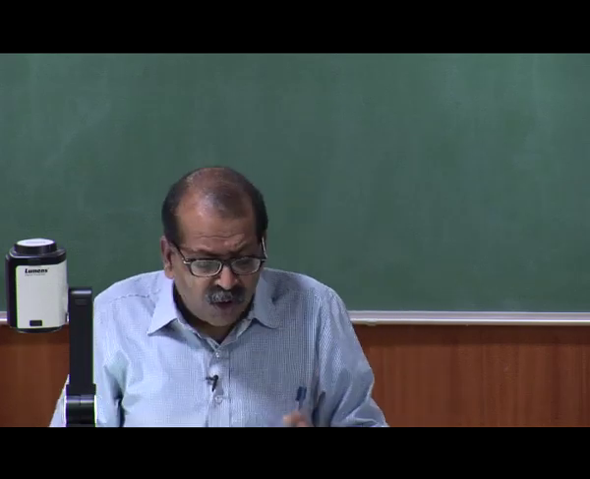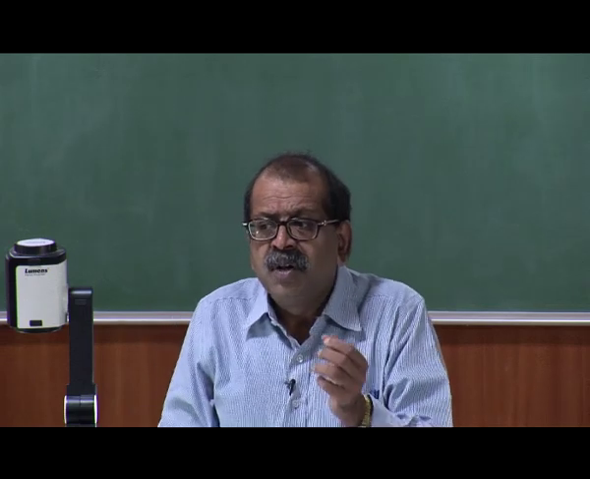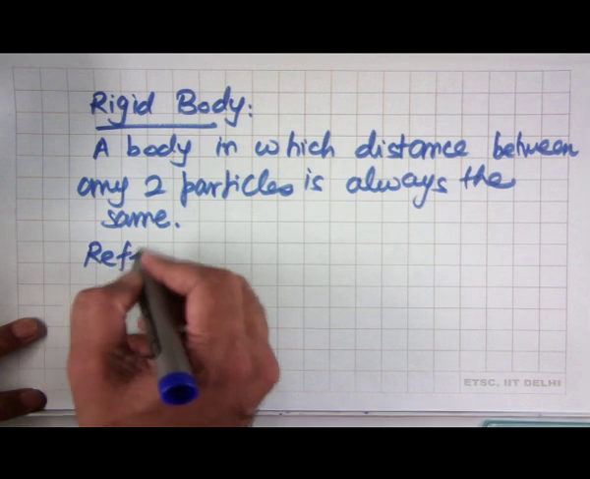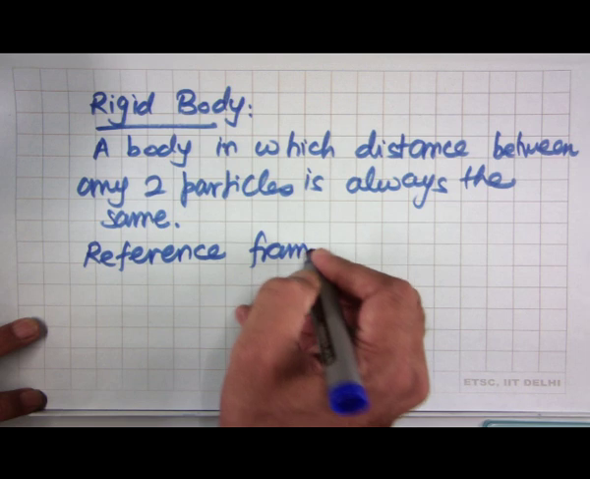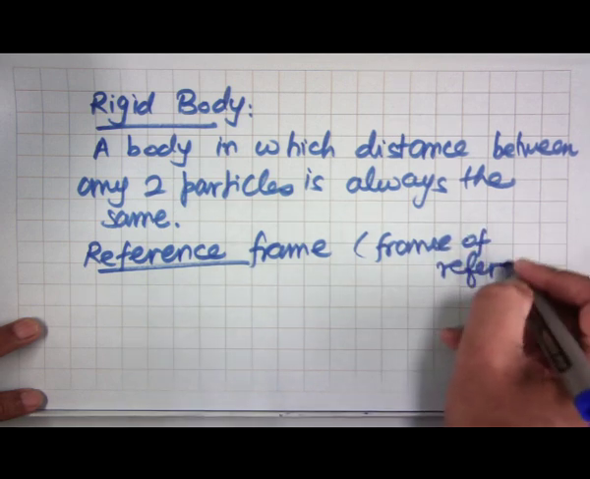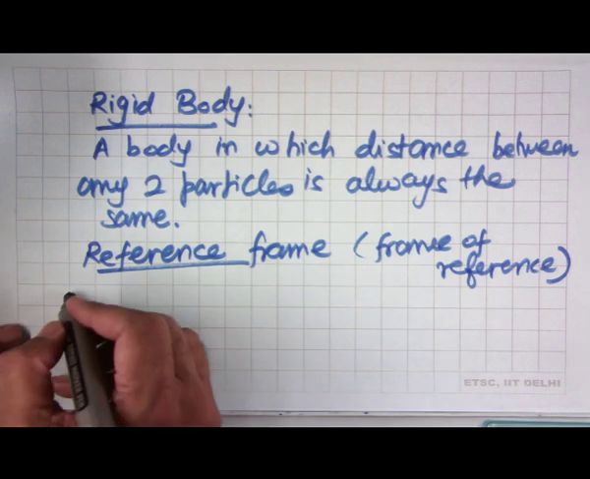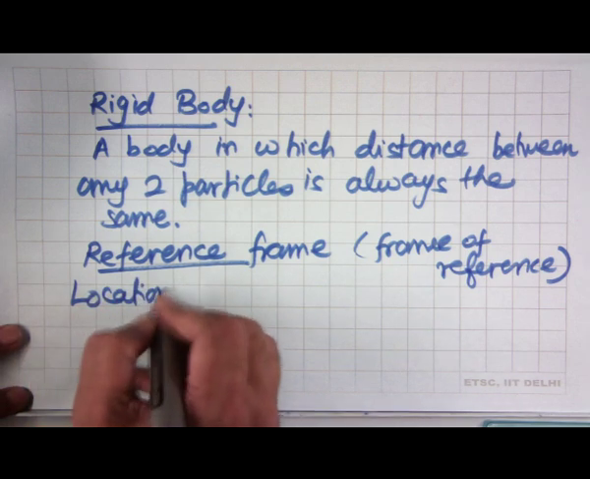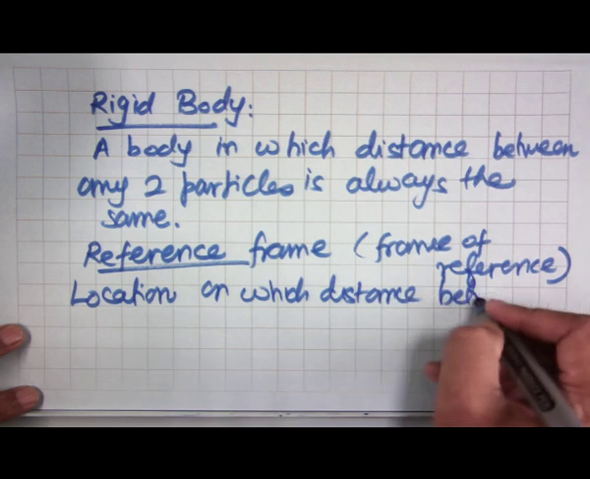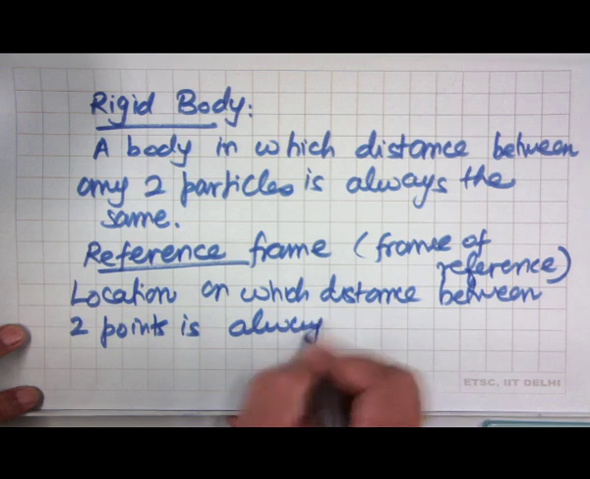Now, whenever we talk of mechanics here, we are talking of the motion of a point, and to observe how a point is moving, we require a concept called a reference frame, sometimes also called a frame of reference. It is very important to understand this concept. A reference frame is a location on which the distance between 2 points is always constant.